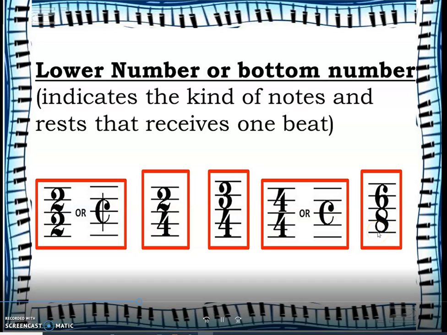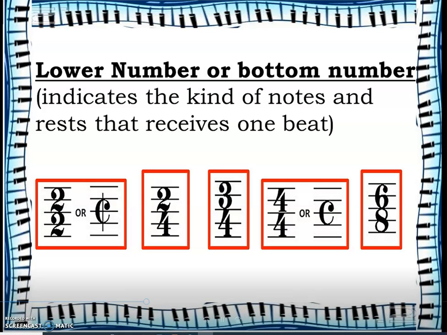So, what does this bottom number mean? It indicates the kind of note and rest that receives 1 beat. So, what are the kinds of notes and rests again? We have the whole note, whole rest, half note, half rest, quarter note, quarter rest, 8th note, 8th rest, and 16th note or 16th rest. Those are the notes.